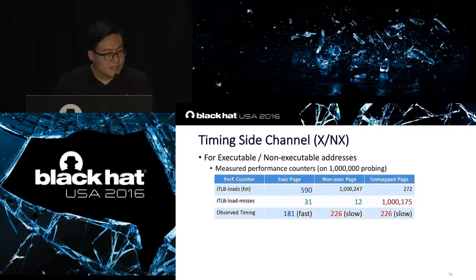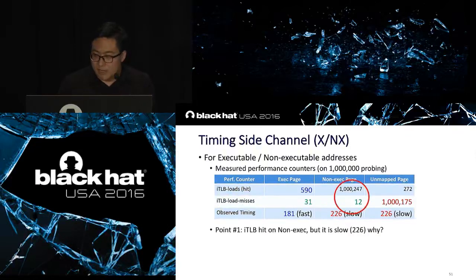And next is the side channel for executable and non-executable addresses. At this time, we measure the hit/miss counter of the ITLB, because we try to execute, so we measure the instruction TLB over 1 million probes. The first point to take a look at is that the ITLB hits on the mapped page. There are only 12 misses in 1 million probes.